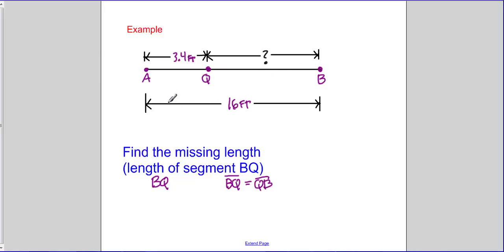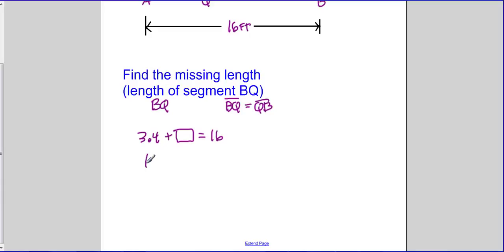So to do that, since 3.4 plus the missing length equals 16, I could write 3.4 plus question mark, or you could put a box, whatever you want to do. You could also use an unknown variable, like x. That equals 16. Well, to solve this, I can take 16 minus 3.4.